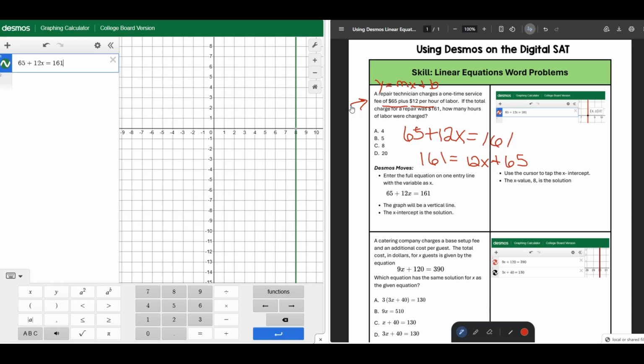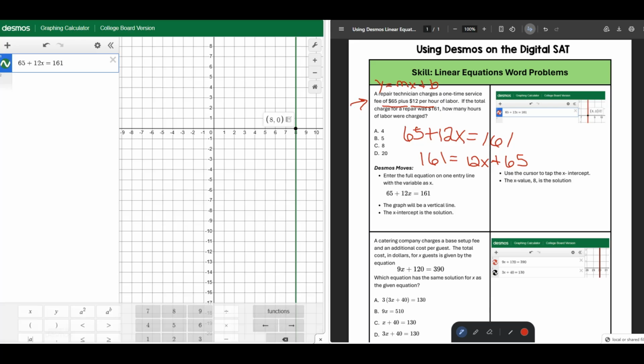Okay, once you have your equation typed in and you have your vertical line, you can click the x-intercept point with your cursor, and that will pop up the ordered pair 8, 0. So therefore, 8 is your solution to this equation, and 8 is the value, or how many hours of labor were charged.